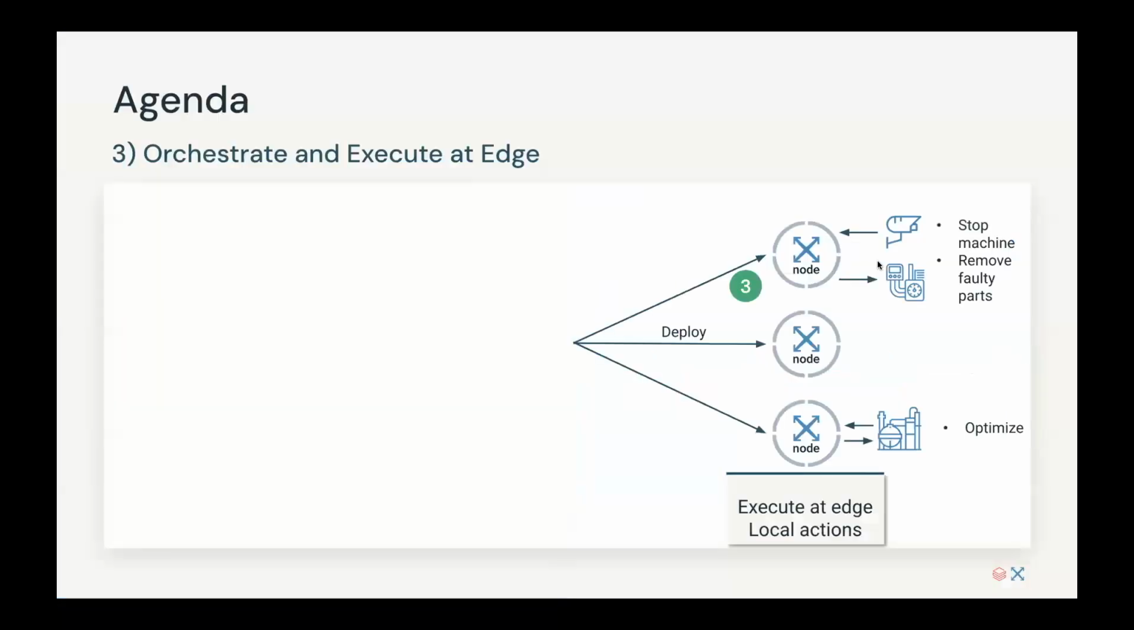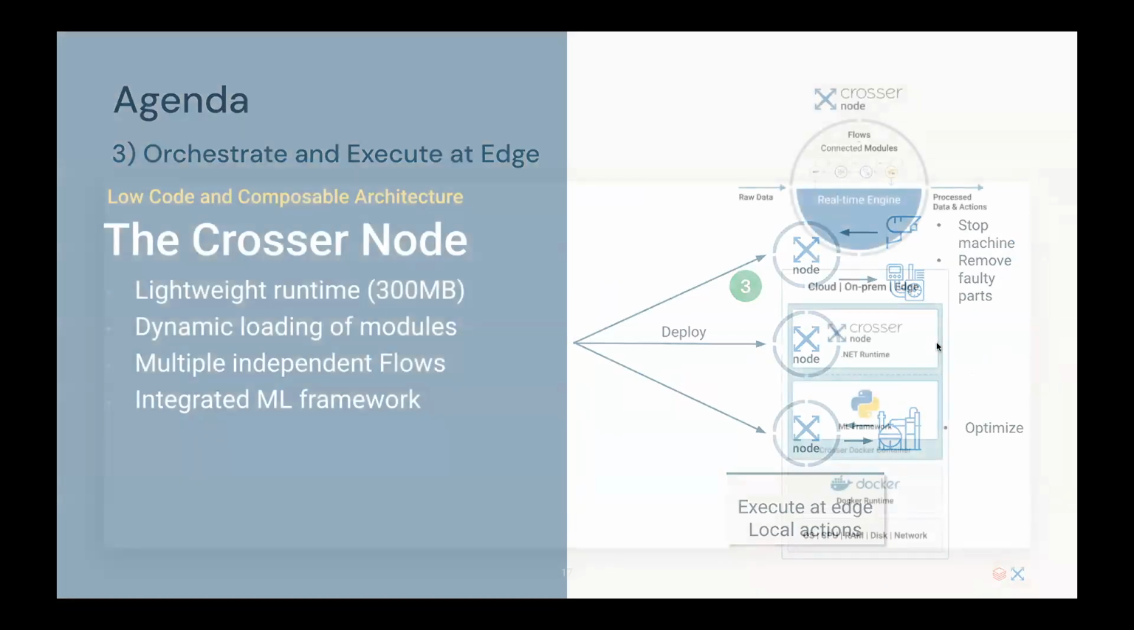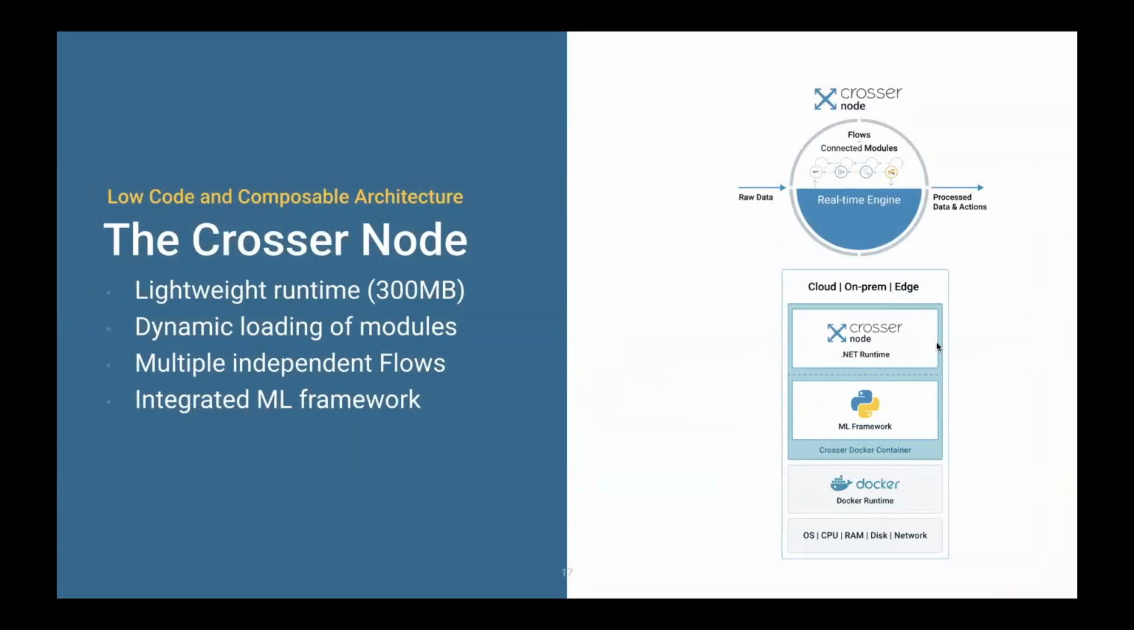So for execution, we use this environment we call the Crosser node, which is a single Docker container that you can install anywhere on your infrastructure where it makes sense. Could be next to a machine, in your local data center, or even in your cloud environment, if that makes sense for some use cases. But the key thing here is that it's a very lightweight container. The whole thing is around 300 megabytes in size, meaning that you can run it also on very small devices sitting very close to where you have your data.